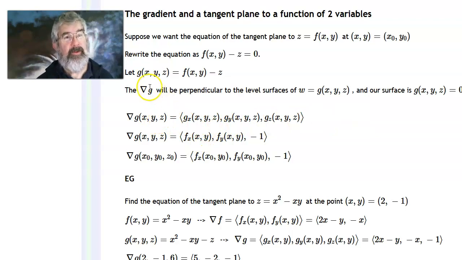So take a look at what the gradient of g is. Well, the gradient of g is a vector whose first component is the partial of g with respect to x. The second component is the partial of g with respect to y. And the third component is the partial of g with respect to z.